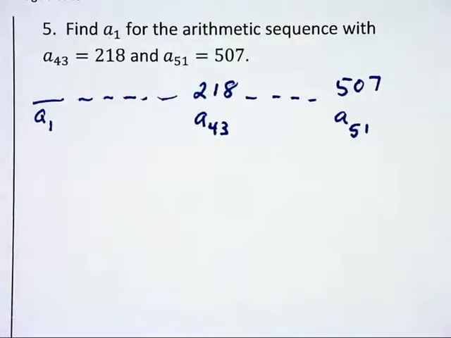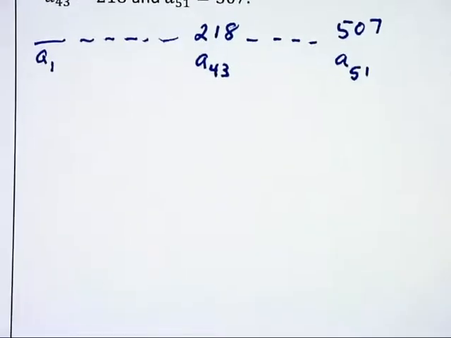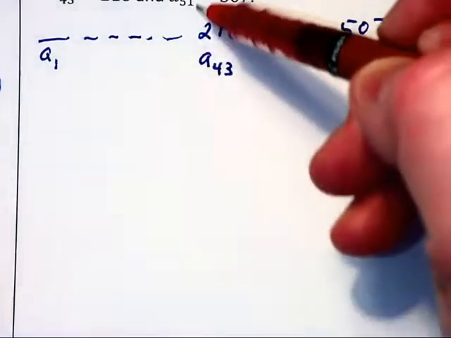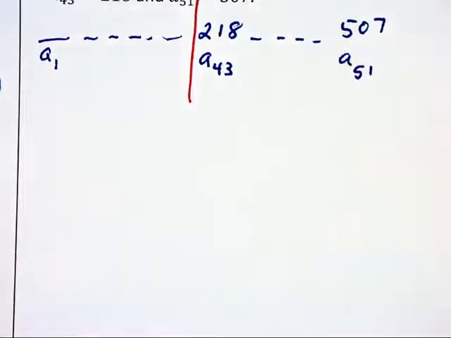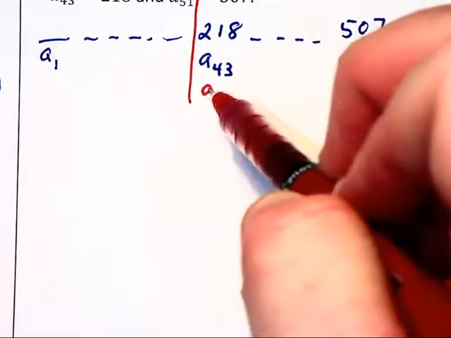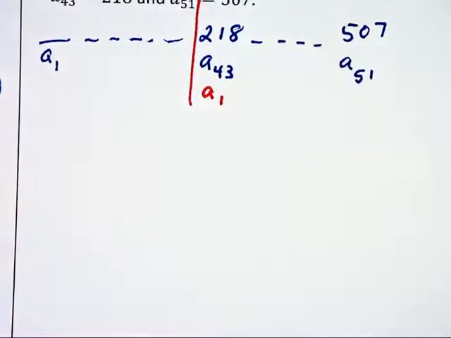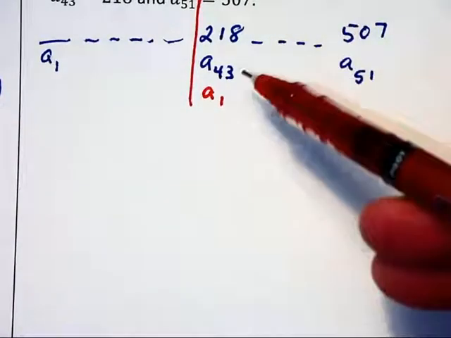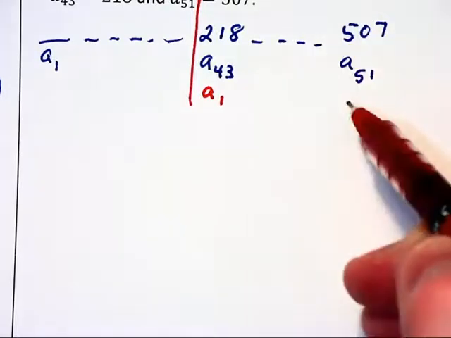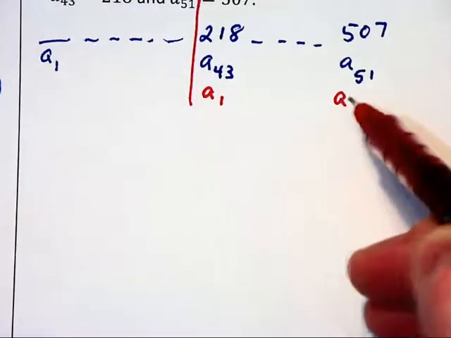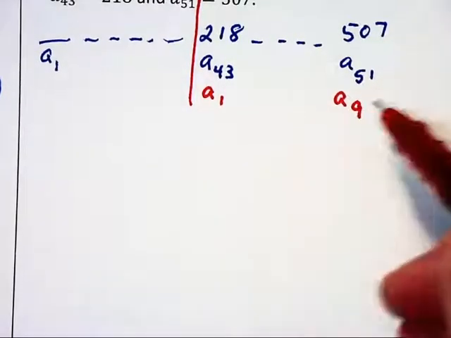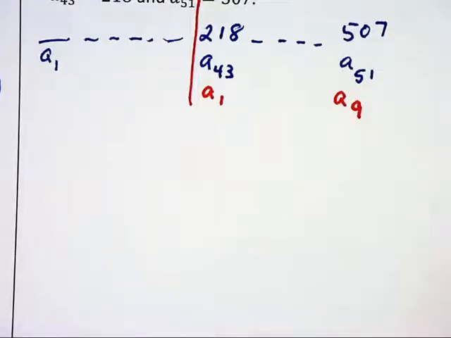Find a1. Well, my recommendation here is that we relabel our subscripts. Cut off the first 42 terms, relabel the 43rd term as the first term, noticing that we are subtracting 42 from the subscripts. Come over here to the right, subtract 42, and call this a sub 9. That would be our 9th term.